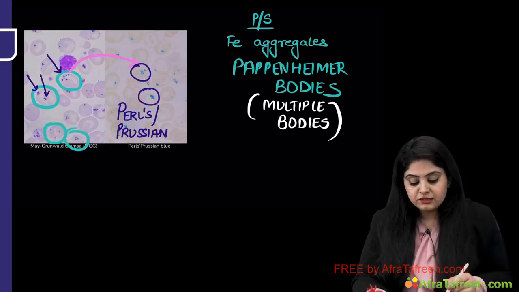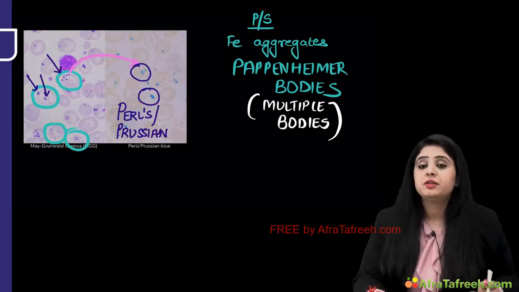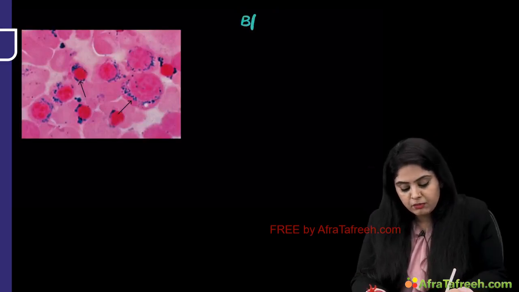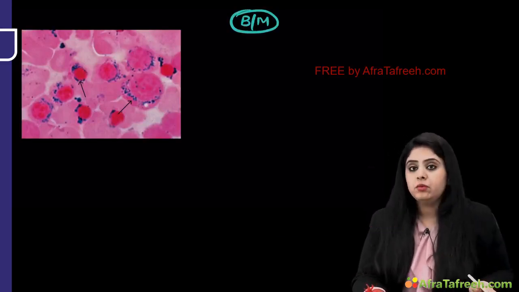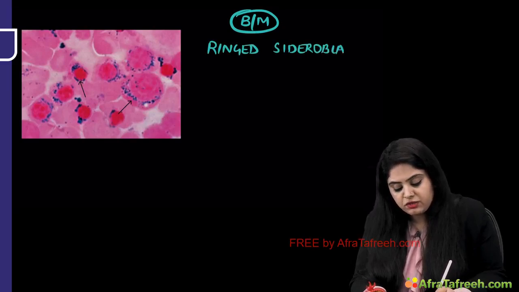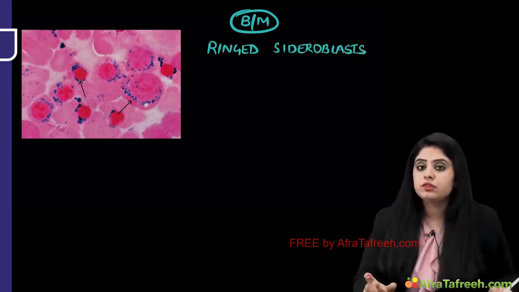On that note, this is all that you were seeing on a peripheral smear, but what is happening way back in the bone marrow? Please remember, in the bone marrow, you will see something known as ringed sideroblasts. Very interesting concept that I'm going to tell you. When I say ringed sideroblasts, first I want all of you to notice the word.